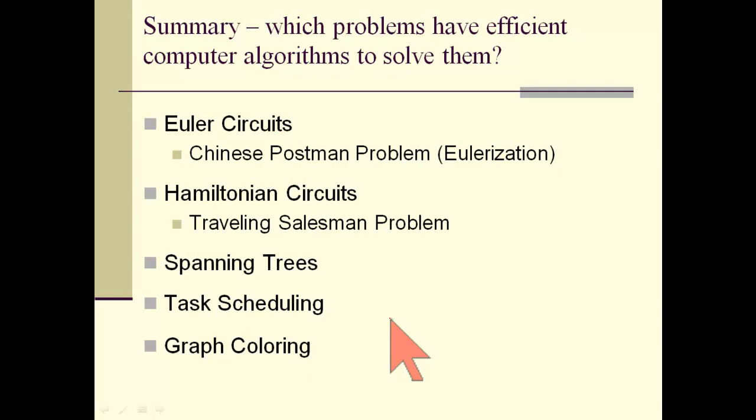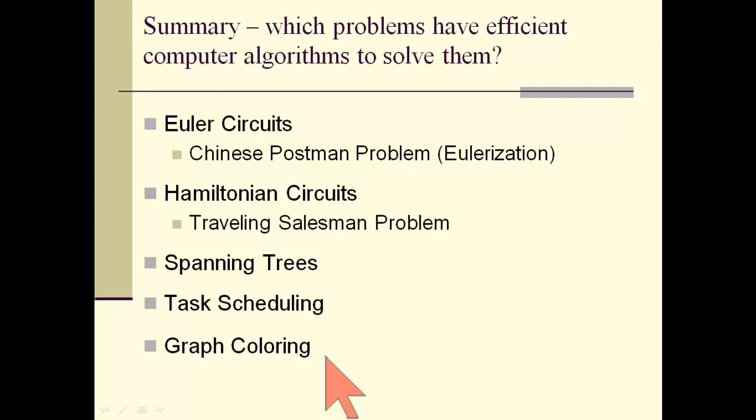This finishes actually the first module. The unifying mathematical theme of the first module was graphs with vertices and edges. And we looked at 5 categories of problems: Euler circuits, of which the Chinese postman problem was closely related; Hamiltonian circuits, of which the traveling salesman problem was closely related; spanning trees, task scheduling, and now graph coloring.